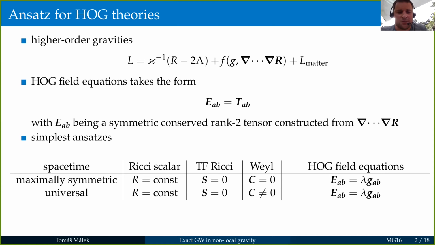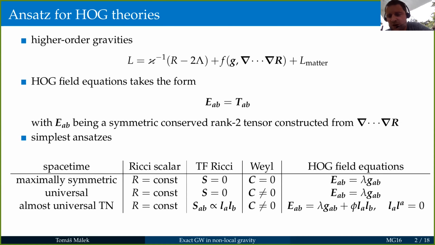There are many examples of universal metrics which are of algebraic type III, N, and even some examples of type II. Still, they can be used for finding vacuum solutions of higher order gravities, because the tensor E_ab is proportional to the metric, so there is no non-trivial energy momentum tensor which is compatible with this. So if we want to find non-vacuum solutions, we can generalize the universal metrics a little bit again by relaxing the condition on the trace-free Ricci tensor.